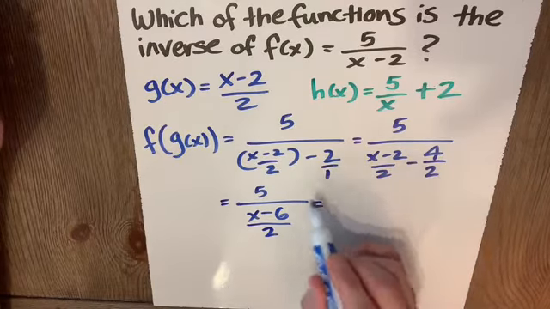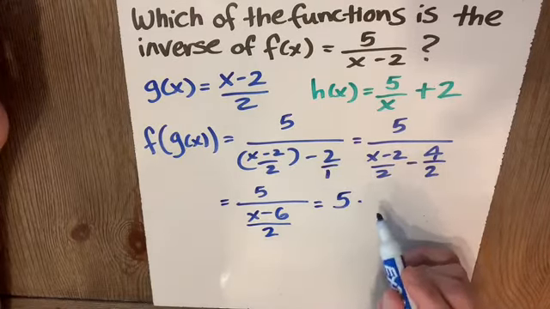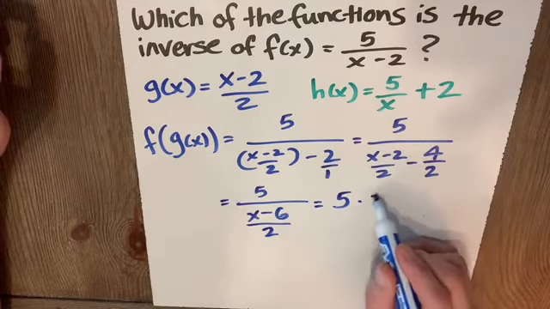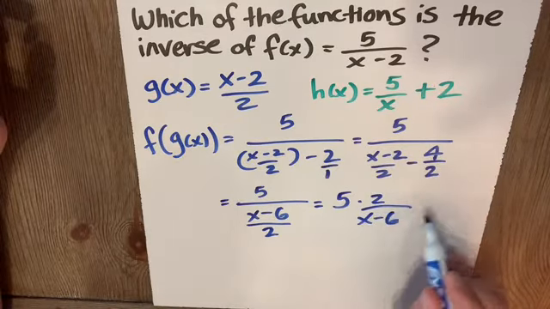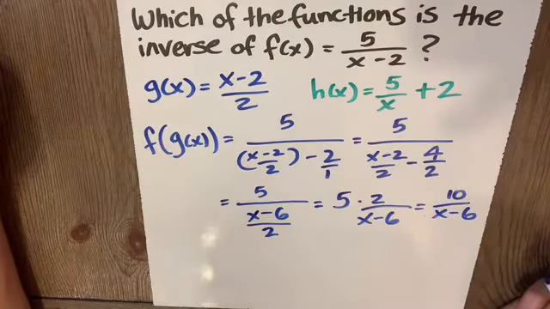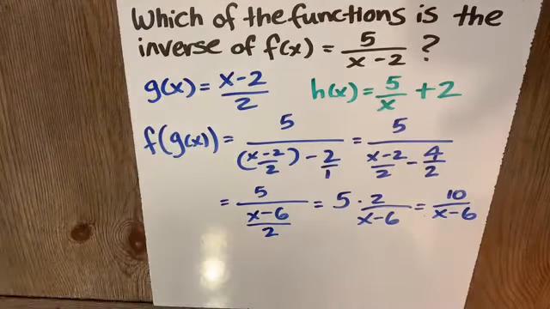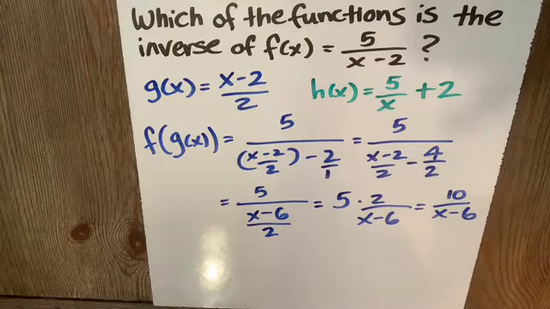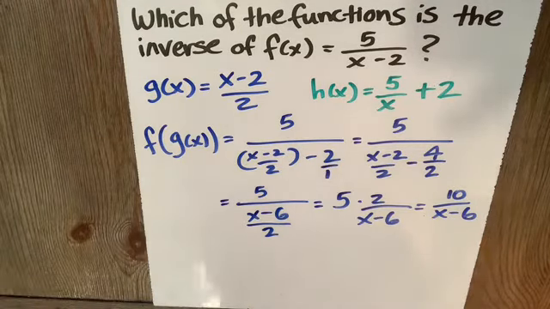If I flip, I keep the numerator and I change division to multiplication, and then I flip this, I get 10 over x minus 6, which is not just x. So I know that g of x is not the inverse.